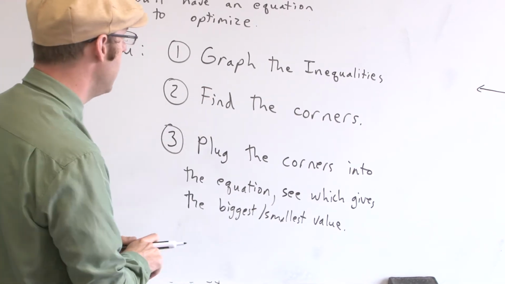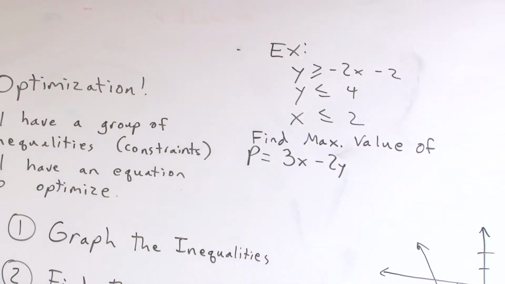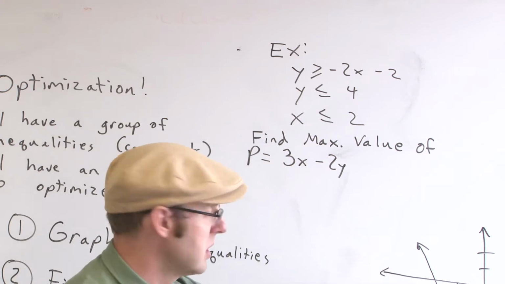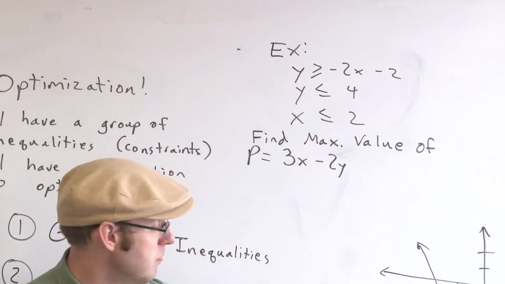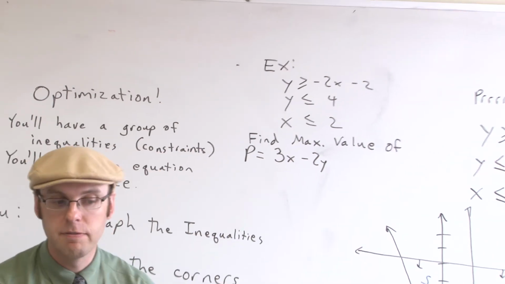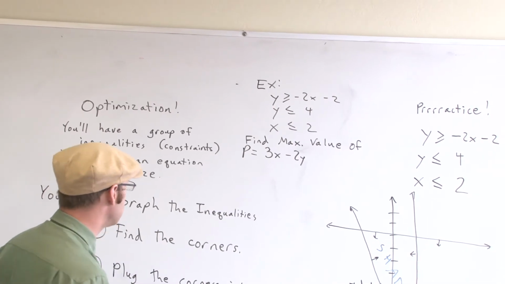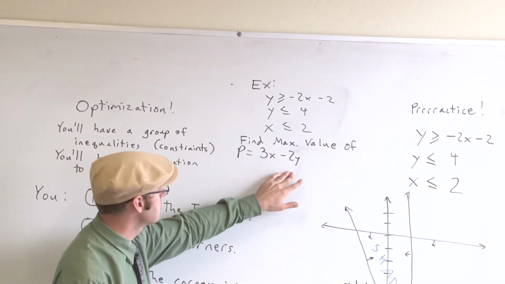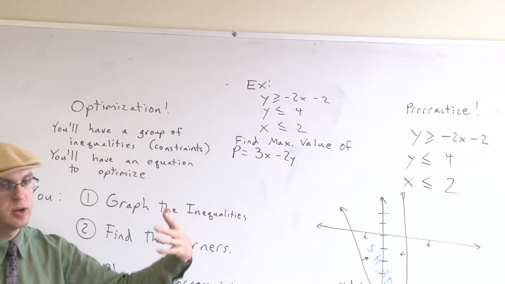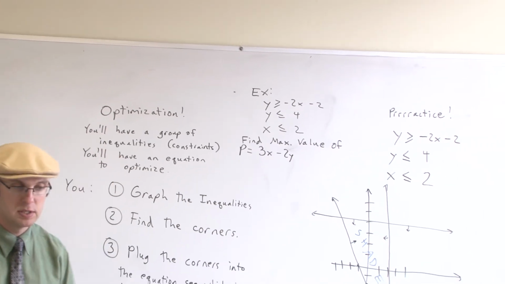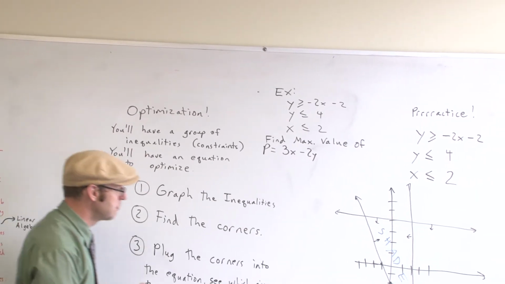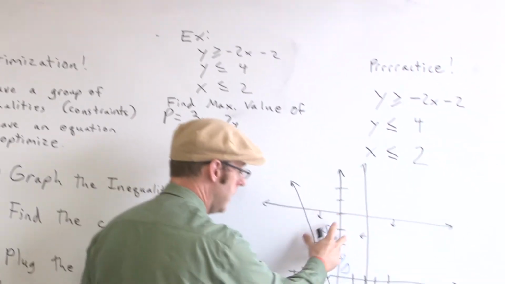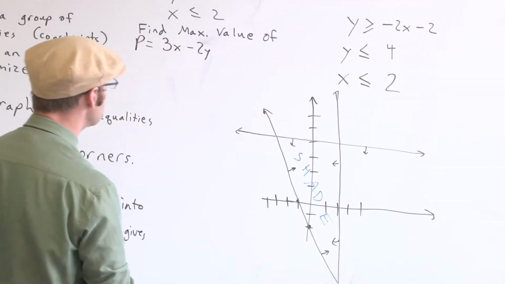So let's say that we've got this system. This is just the system that we used in the last equation, the last system, so you can reuse that graph. And I want to find the maximum value of this function, 3x minus 2y. I call it p, let's say it's a profit function of some sort. I want to maximize profit in this little area with those constraints.